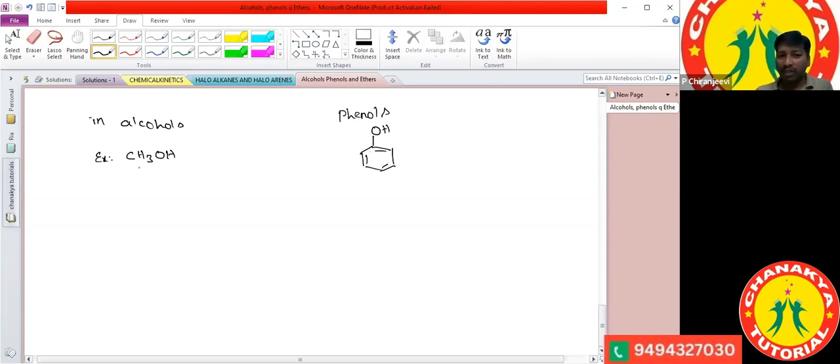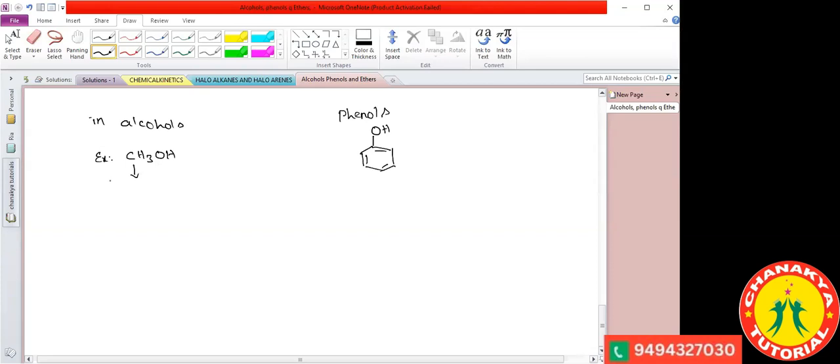Now, in alcohols, the OH group is attached to which hybridized carbon atom? What is the hybridization of the carbon which is attached to the alcoholic group? sp2. Check it out.